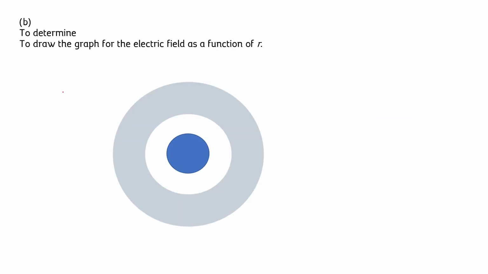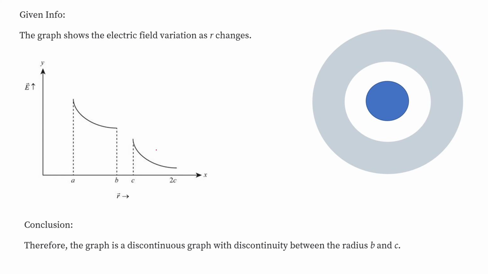So now let's move forward. Here we have to determine and draw the graph of electric field as a function of r. So as we discussed, electric field for this portion is 0. For this portion it is directly proportional to 1 by r square. For this portion it's also 0, and for this portion it is directly proportional to 1 by r square. So from here we can draw the electric field and distance r diagram as we can see here.